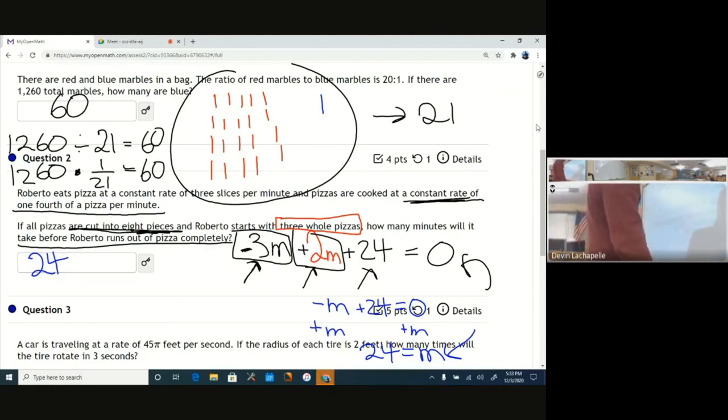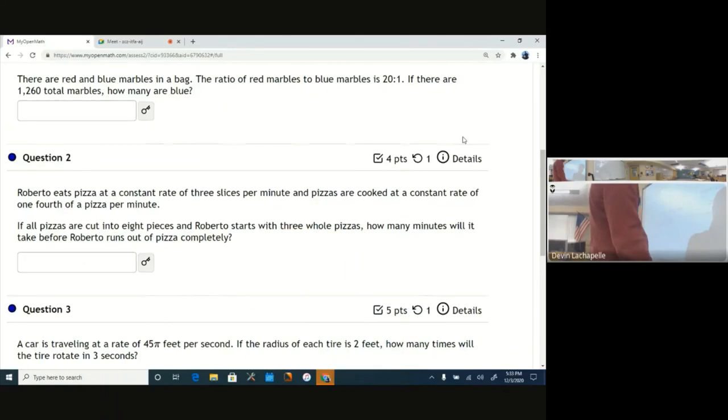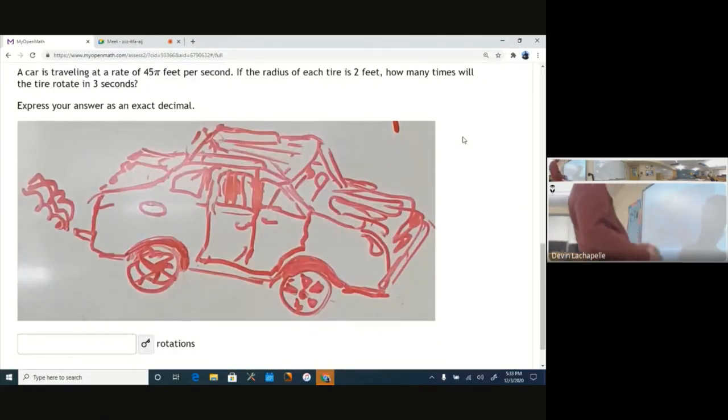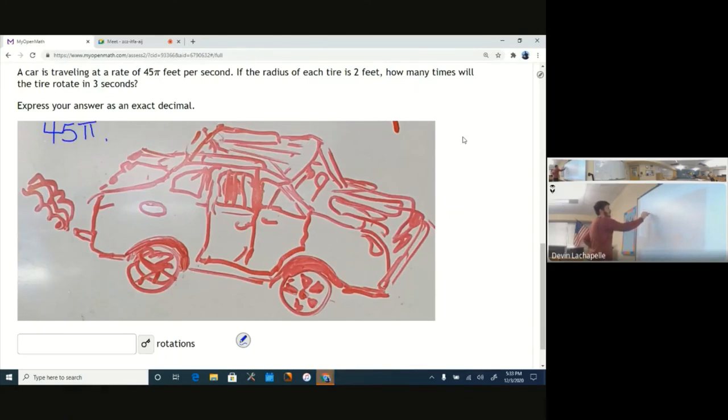All right, and our final question of our final round. A car is traveling at a rate of 45 pi feet per second. If the radius of each tire is 2 feet, how many times will the tire rotate in 3 seconds? Okay, so I know that I'm going 45 pi feet per 1 second. All right. The radius of each tire is 2 feet. How many times will a tire rotate?